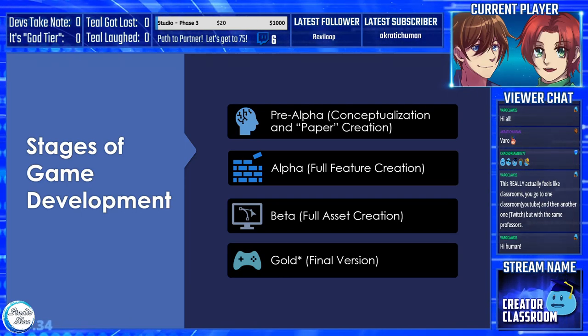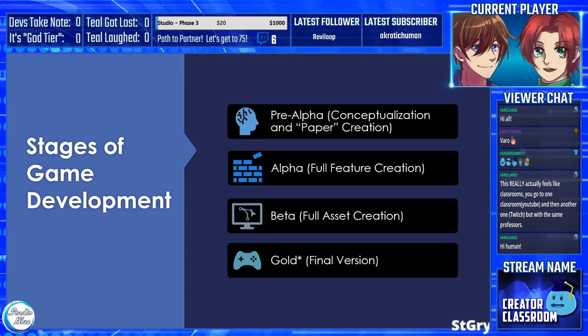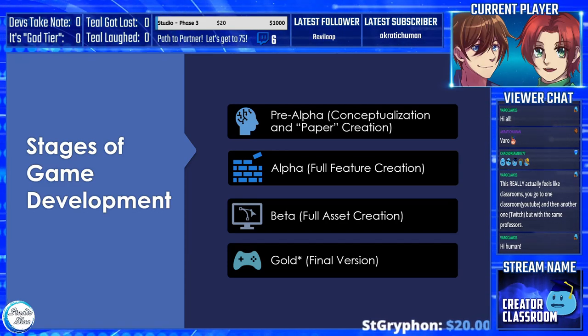Also, for those of you who are just joining us, this is the broad overview of game development, and a lot of our other classrooms fill in the blanks. All right, Teal, go for it.